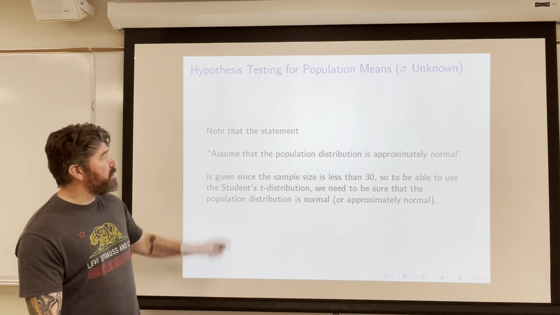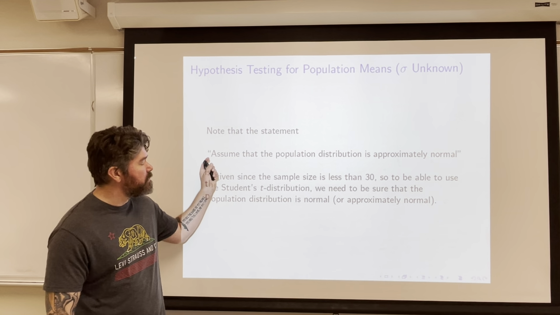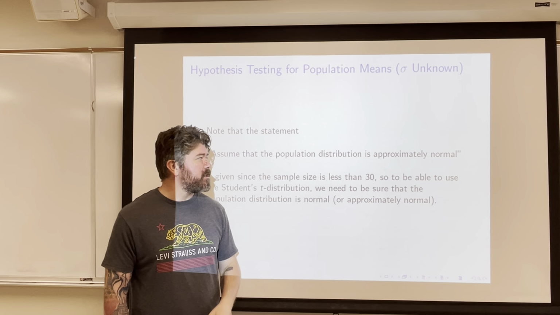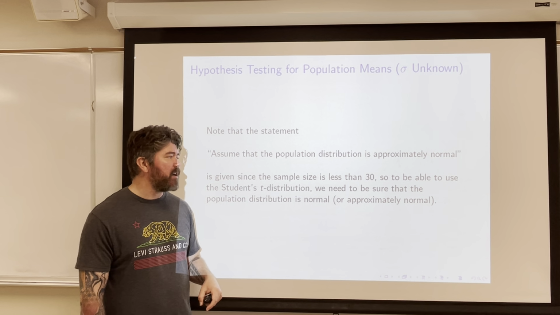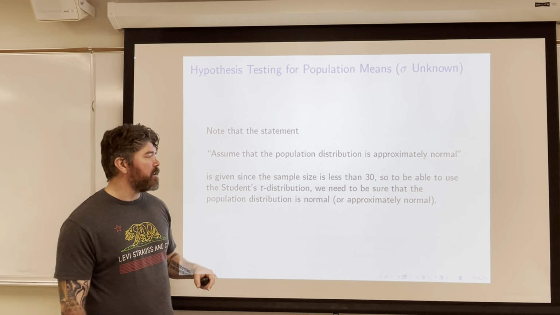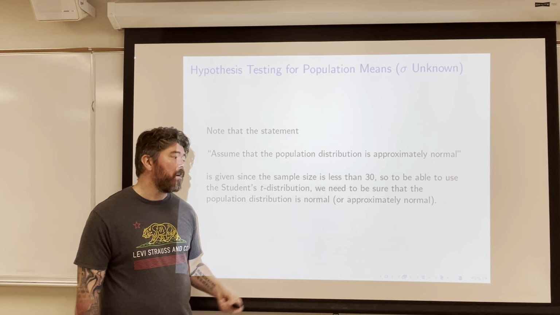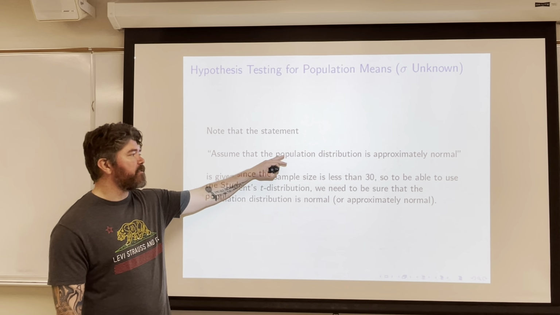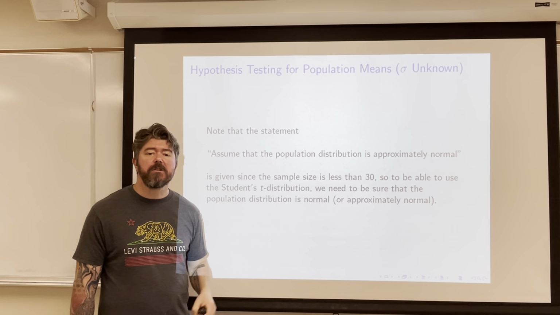Note, just a fine print here, note that the statement, assume that the population distribution is approximately normal, is given since the sample size is less than 30. So to be able to use the student's t-distribution, we need to be sure that the population distribution is normal or approximately normal. So this is just a fine print of the problem, but it has nothing to do with which distribution we use.